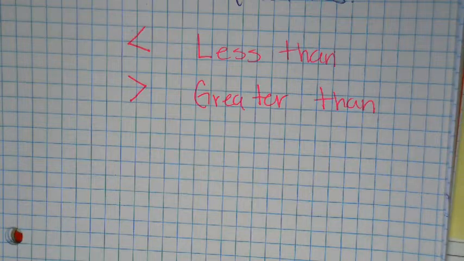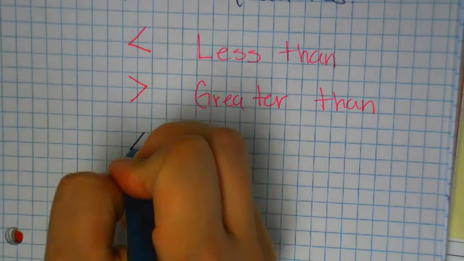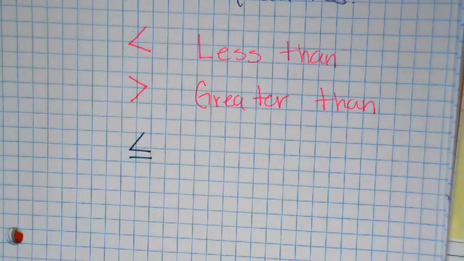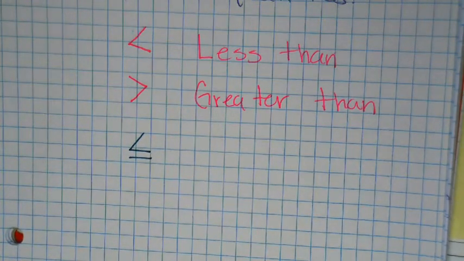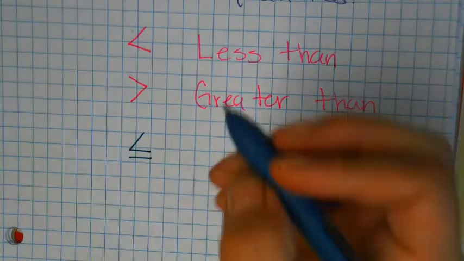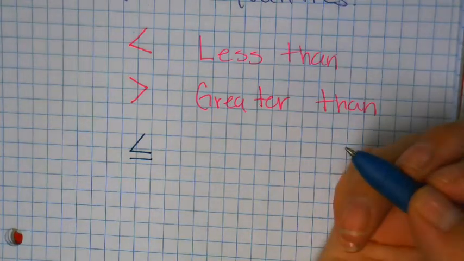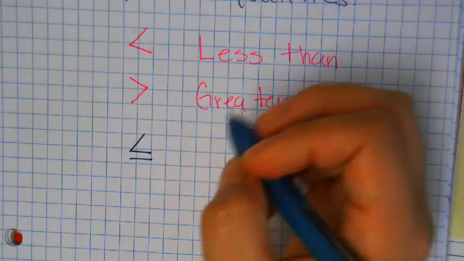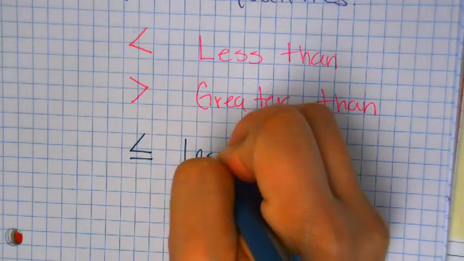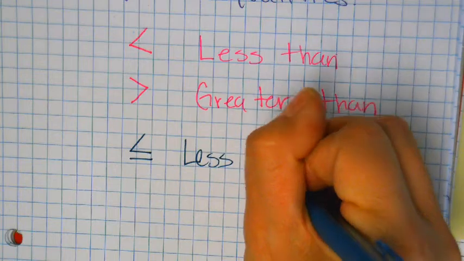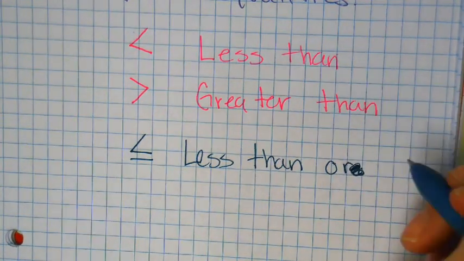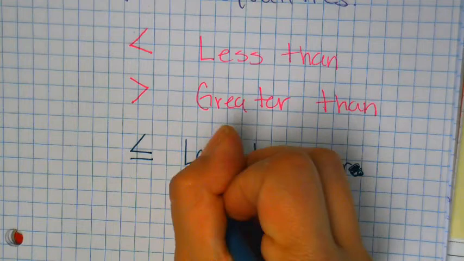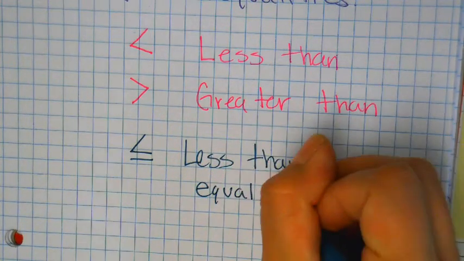The new ones, maybe, for some of us, Jonathan, would be this one. Does anybody know what this symbol is called? It's called less than or equal to. Write this down, please.